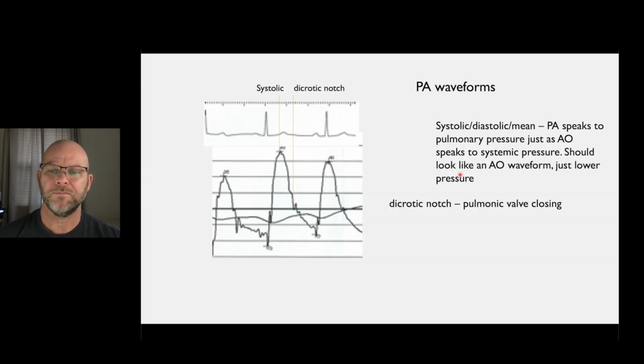Your PA waveform looks just like your aortic waveform, except it's a lower pressure. And here the systolic should match your RV systolic, because that's where your systolic pressure is generated from that main chamber. So as that chamber creates that energy, it should all be transmitted through that pulmonic valve. So studying your systolic pressure here gives you an idea of how that valve is actually functioning. And then once that pulmonic valve closes, you have your dicrotic notch. Your aortic waveform has a dicrotic notch as well, except that's from the aortic valve closing.